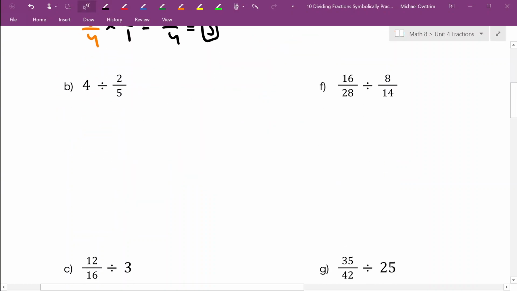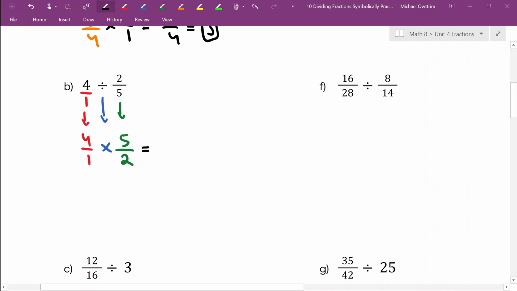Let's take a look at question B. We do need to use our rewrite tricks. So the whole number 4 is 4 over 1. And now we can rewrite by multiplying by the reciprocal. So we have our 4 over 1 stays the same. Our divide is going to change to multiply. And our second fraction is going to flip. So 2 over 5 becomes 5 over 2.